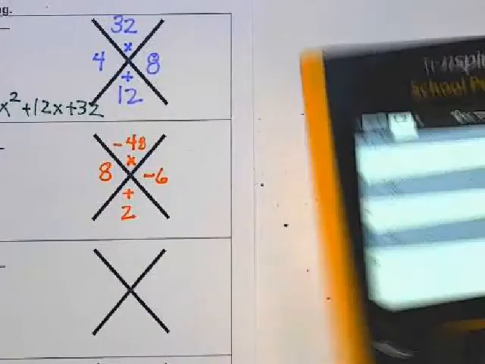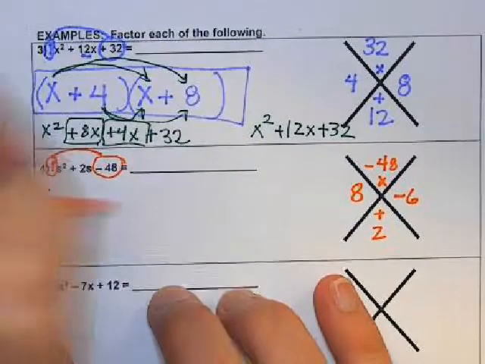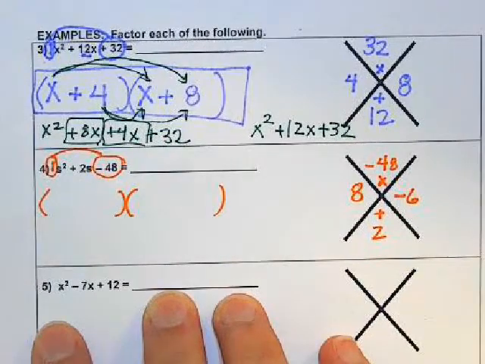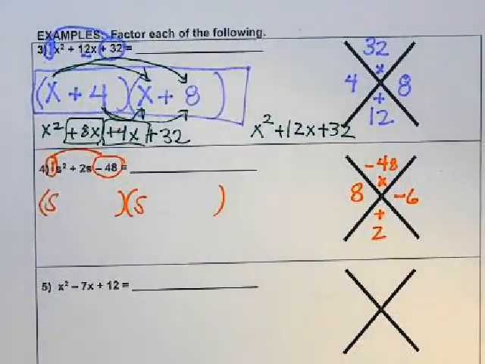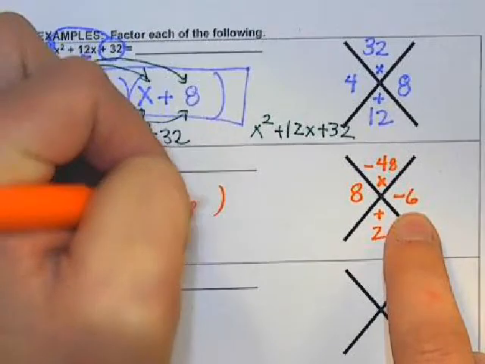Once you do your X factor, we're going to draw our 2 sets of parentheses emptied. What variable are we using? S. S goes first in each one. S and S. Then I have a positive 8 and a negative 6.